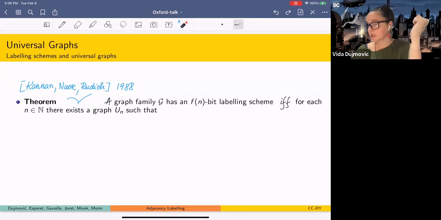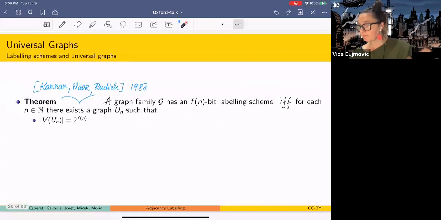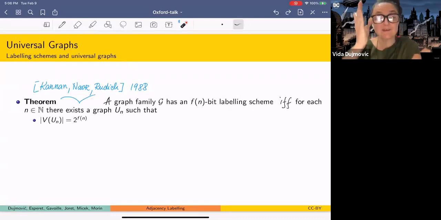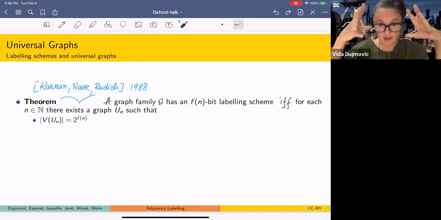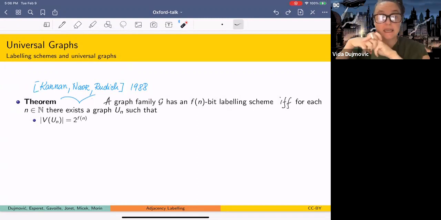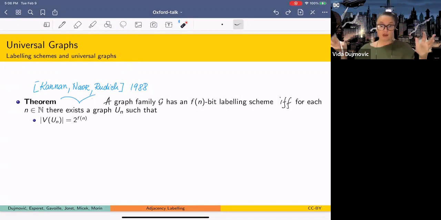So if you can do labeling schemes with f of n bits, then there exists a universal graph. What does that mean? Let me actually define what it means. Okay, so what is a universal graph? Let's say we are looking for a graph that contains all n vertex planar graphs as an induced graph. You can say, all right, take all n vertex planar graphs, take a union, that's the one, but that one is a huge graph. So you want as small as possible graph that contains all n vertex planar graphs.